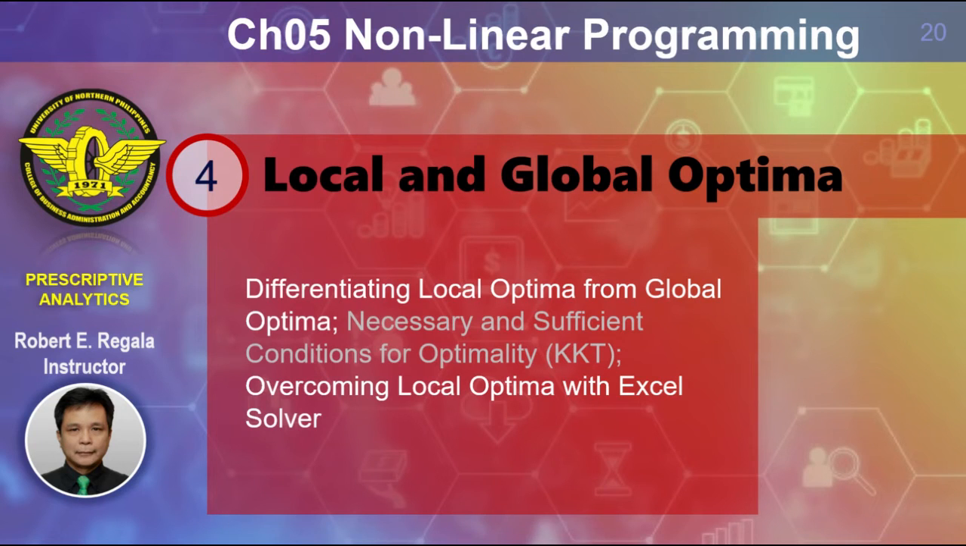Unlike linear programming, nonlinear programming solvers can get stuck on a local optimum, a solution that seems best in its immediate neighborhood but isn't the overall best, the global optimum. The shape of the problem space determines the difficulty of finding the true global solution.